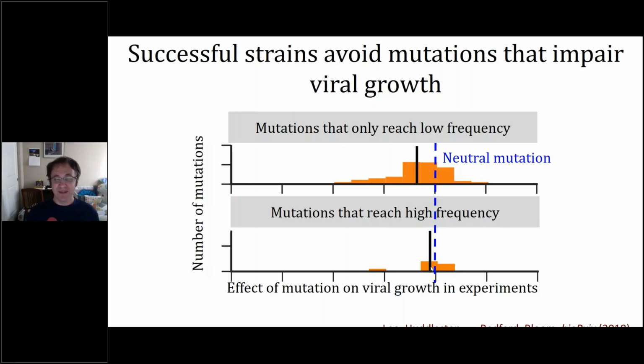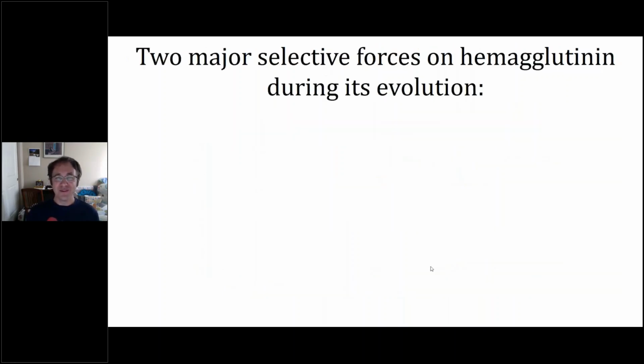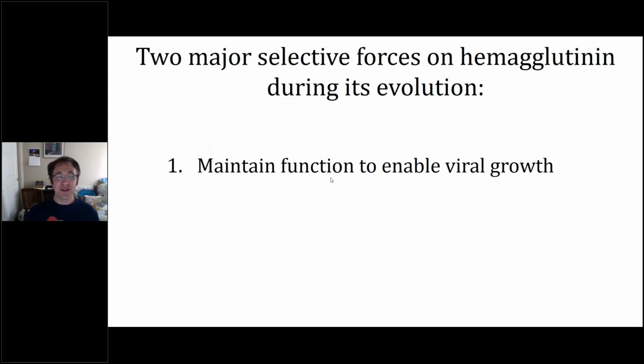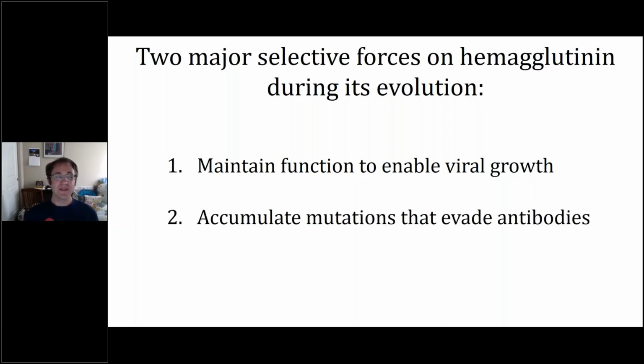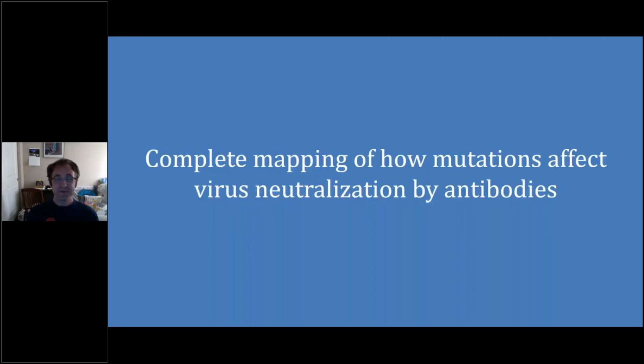Because when I put up my list of things that influenza has to do, there are two major selective forces during its evolution. It has to maintain function to enable viral growth. And what I've just shown you is that the strains that do well get mutations that don't hurt their ability for viral growth. So far, I haven't described anything about the second factor, though. In addition to maintaining function to enable viral growth, we think these successful strains are also accumulating mutations that enable them to evade antibodies. So now can we look at that part?